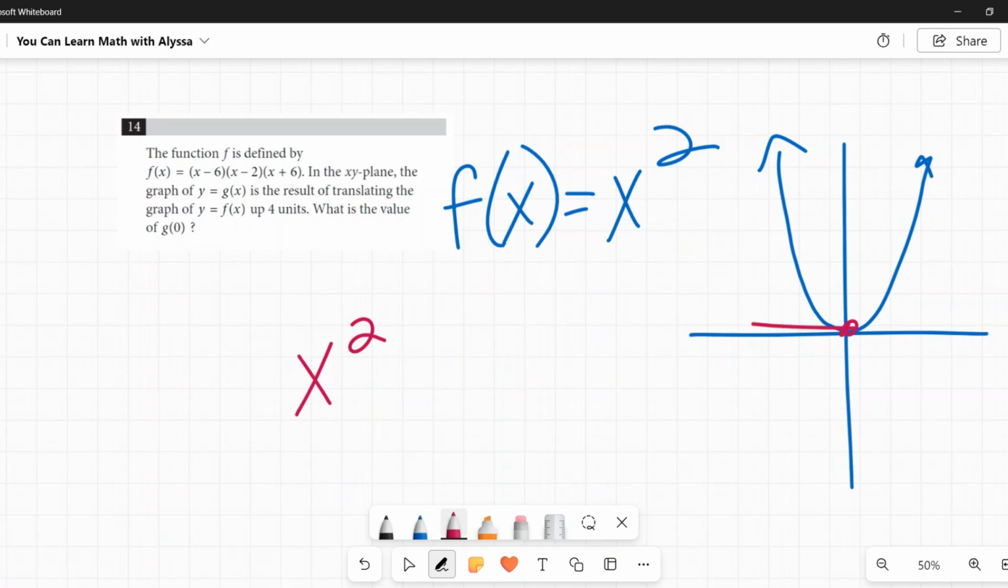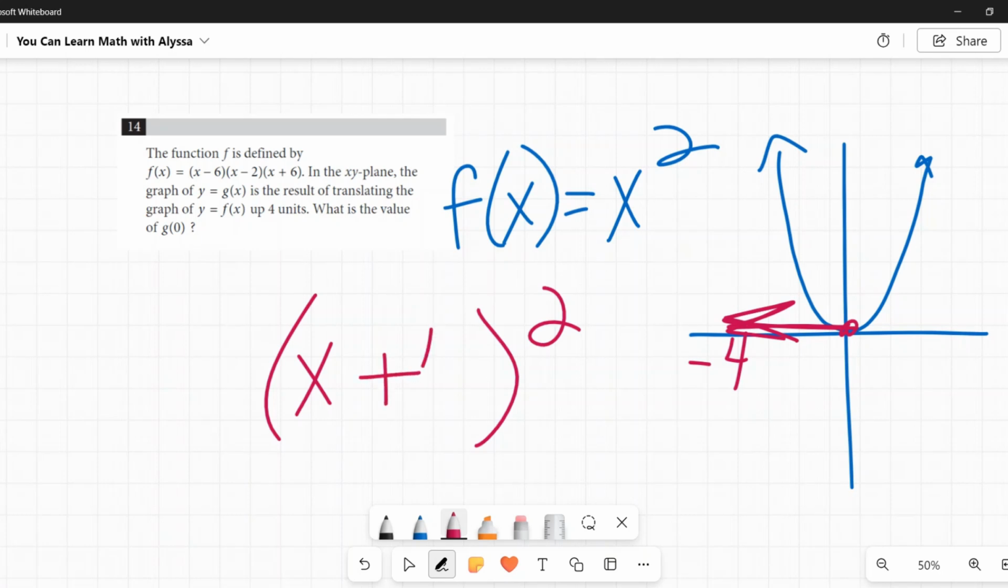If you're wanting to move it left and right, then that goes inside, not outside. And it's going to be the opposite. So if I wanted to move it to the left 4, toward the negative 4, I need to add 4 on the inside. If I wanted to move it to the right 2, towards the positive 2, I need to subtract 2 on the inside. That's the up, down, left, right.